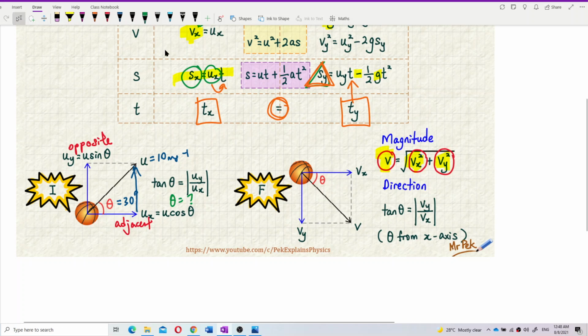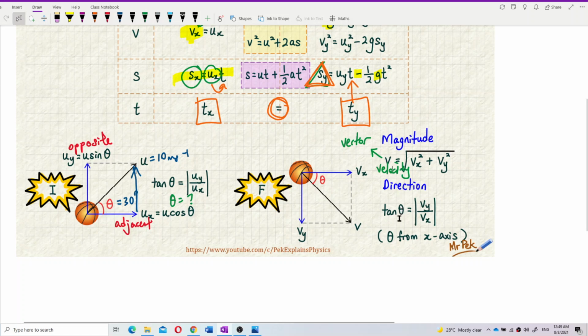And you also need to find the direction, because this v is a vector. Velocity is a vector. For a vector, giving magnitude is not enough. You must also give the direction. Don't just give the answer in magnitude. You must also include the direction. Then only you get full marks.